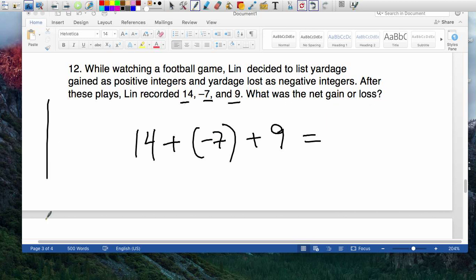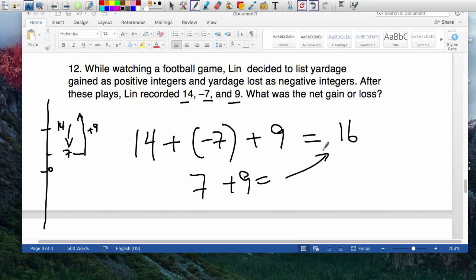Well, this is again a number line. He was at 14, negative 7, which means he went down 7. So if you're at 14 and you go down 7, you're at 7 now, right? And then from 7, what happens? He went up 9. Right? So where does he end up? On 16. 14 plus negative 7 is 7. And then 7 plus 9 equals 16.